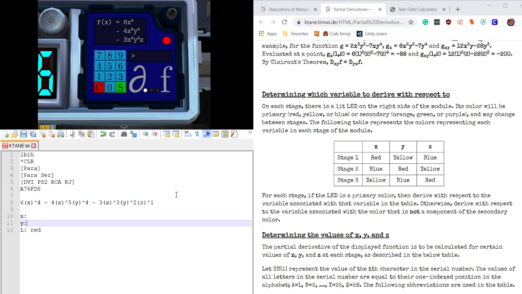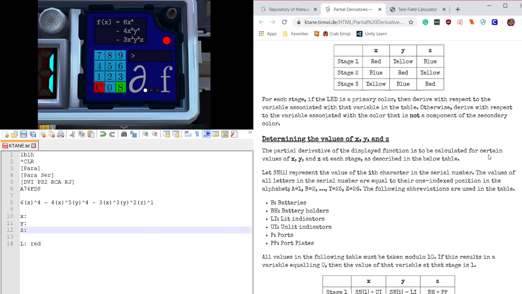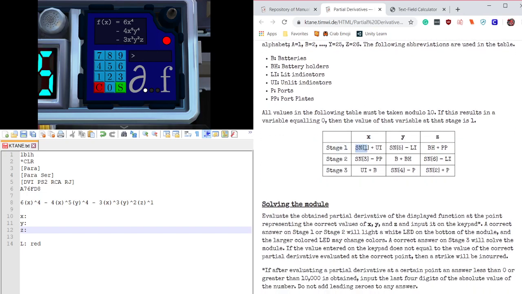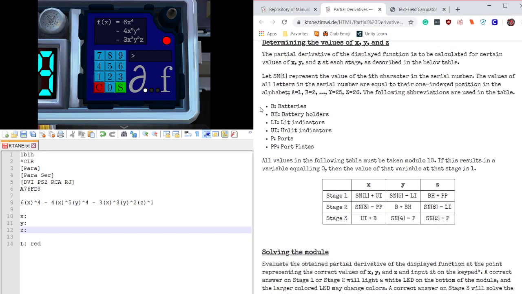We're now going to find values for x, y, and z. Plug those into the equation, which will give us a number. So for stage 1, we're going to use the stage 1 row. This table has a lot of shorthand in it. A lot of the shorthand is explained here. In fact, all of it is.